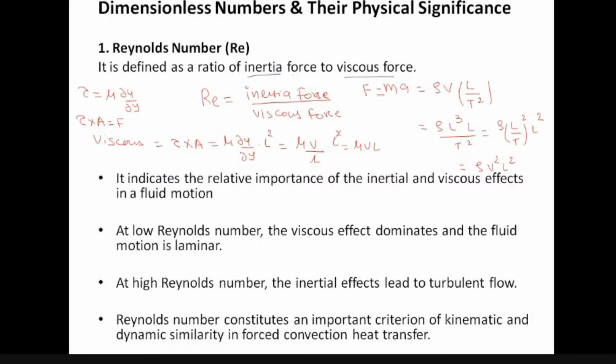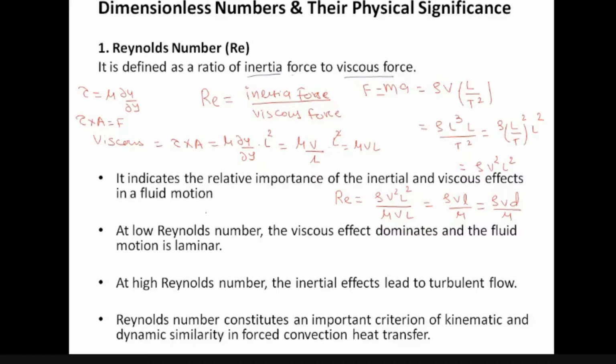And finally I can write the Reynolds number equals rho V square L square divided by mu V into L. And finally we get rho V into L divided by mu. Or if your characteristic length is diameter, then generally the formula we use is rho V D by mu. So this is the Reynolds number.